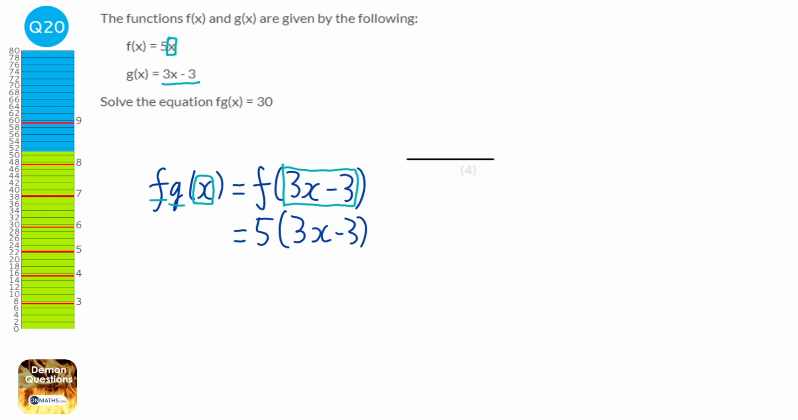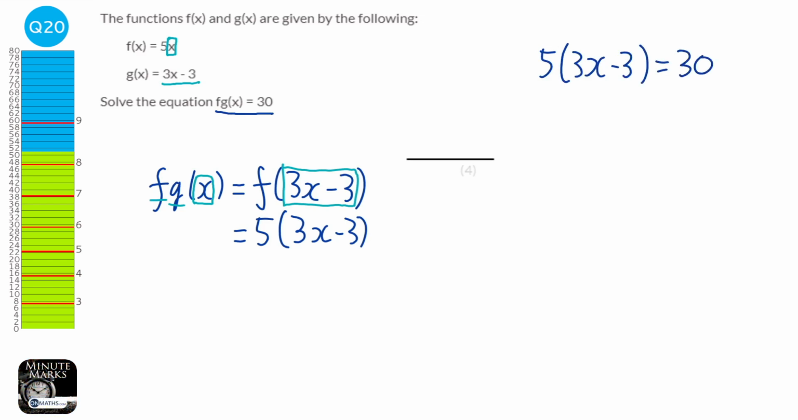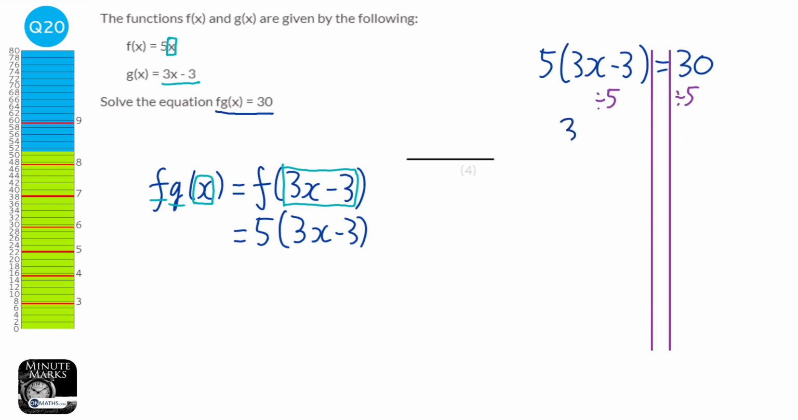Now the question actually has this equal to 30 and asked us to solve it. So we're going to get that equal to 30, so 5 brackets 3x minus 3 equals 30. So we're going to get our solving lines in. Okay, we're going to start off by actually dividing the 5 both sides. We don't need to expand the brackets, we can actually just get rid of it by dividing the 5. And that will give us 6.